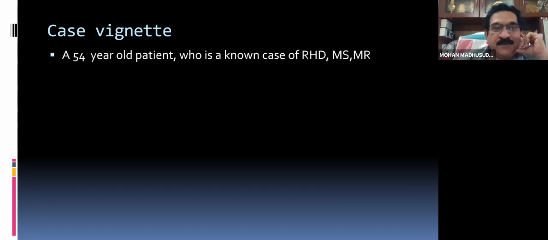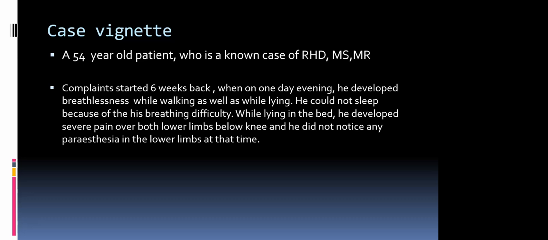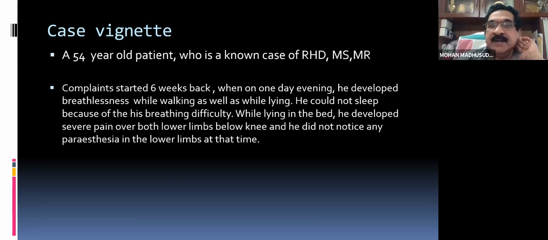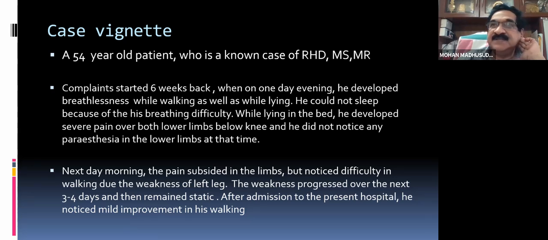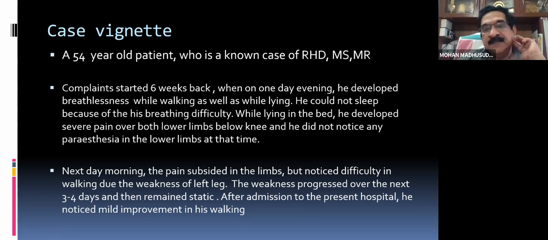It's a 50-year-old diabetic patient who is a known case of rheumatic heart disease, mitral stenosis and regurgitation. The complaint started 6 weeks back when one morning he developed breathlessness while walking as well as while lying. He could not sleep because of his breathing difficulty. While lying in bed, he developed severe pain in both lower limbs below the knee, and he did not notice any paresthesia in the lower limbs at that time. Next morning the pain subsided, but he noticed difficulty in walking due to weakness in the left leg. The weakness progressed over the next 3-4 days and then remained static. After admission to the present hospital, he noticed mild improvement in his walk. So this is the story.